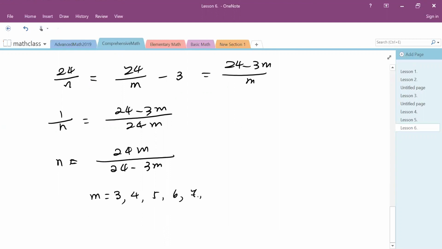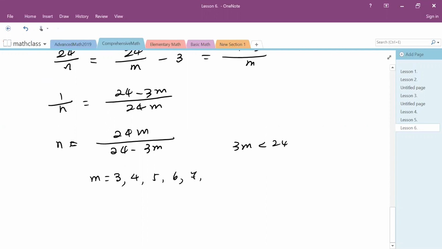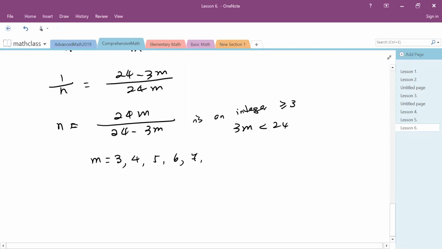I think it cannot be 8. At least look at the expression. 3m should be less than 24, right? So you stop there. Those are the possible values for m. Then you look at which one gives an integer, because n must be an integer, and also greater than or equal to 3. Otherwise, this is wrong, right? Then you look at each case.